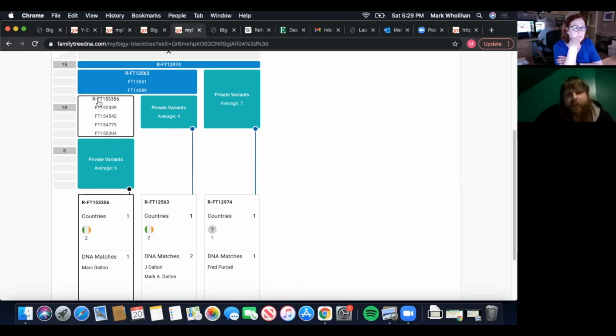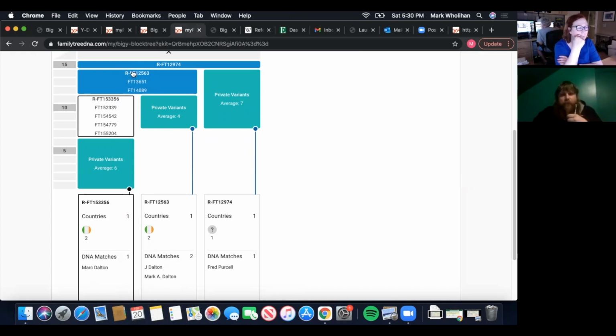And then let's say there were a couple more SNPs that you share with John or Jay and Mark. You have these three SNPs that you share in common with all four of these people.